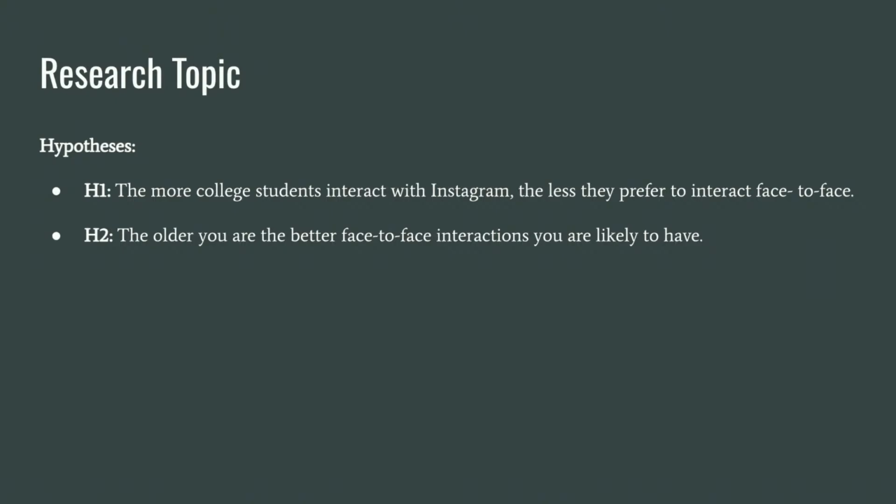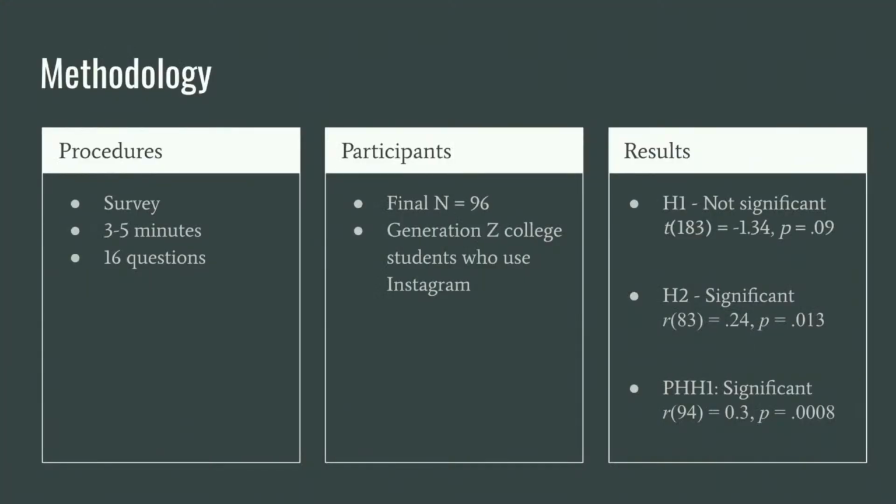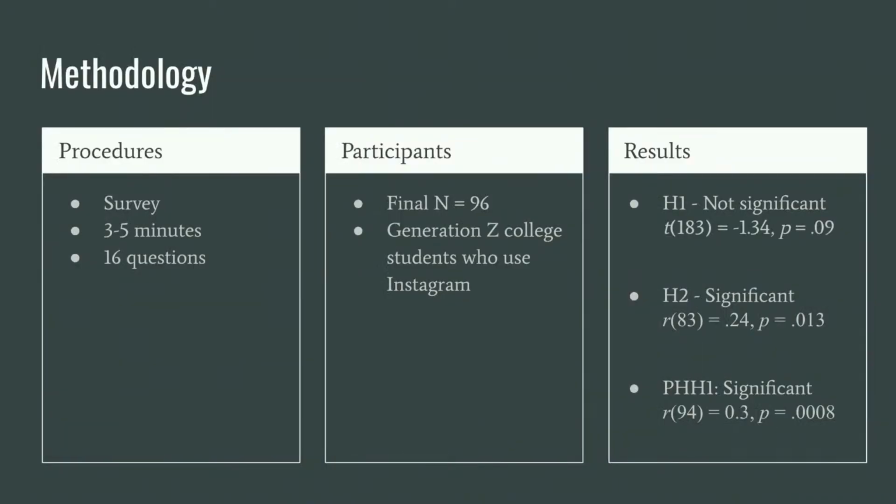We wanted to test these two hypotheses because after the COVID-19 pandemic, we noticed that Generation Z's socialization skills were weakened due to not having the opportunity to have face-to-face interactions during pivotal years such as high school years and early college. So as you can see, for our methodology, we created a short survey that took participants around 3 to 5 minutes to complete, and it had 16 questions. And there were 96 total participants that gave us data to evaluate. And all of those participants were Gen Z college students who use Instagram. So our first hypothesis ended up being not significant. Our second hypothesis actually ended up being significant, and our third hypothesis that we also tested was significant.